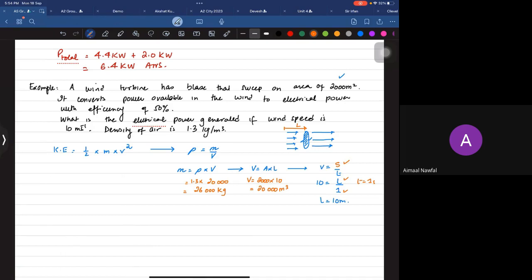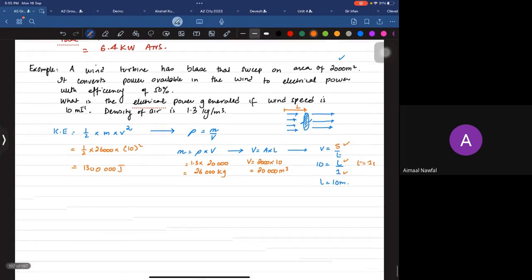Now we have the mass. We're going to put it here. Half times 26,000 times the velocity 10 squared. Can you find the kinetic energy? I think it's going to be 13,000 into 100. That would be 1,300,000. Yeah, 5 zeros. So this would be the kinetic energy.